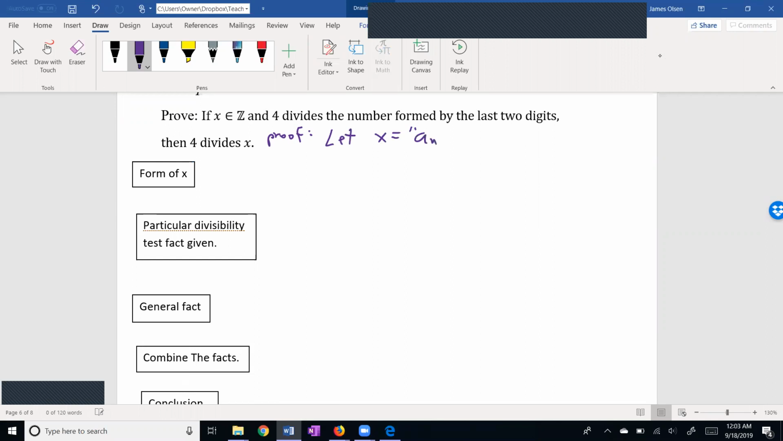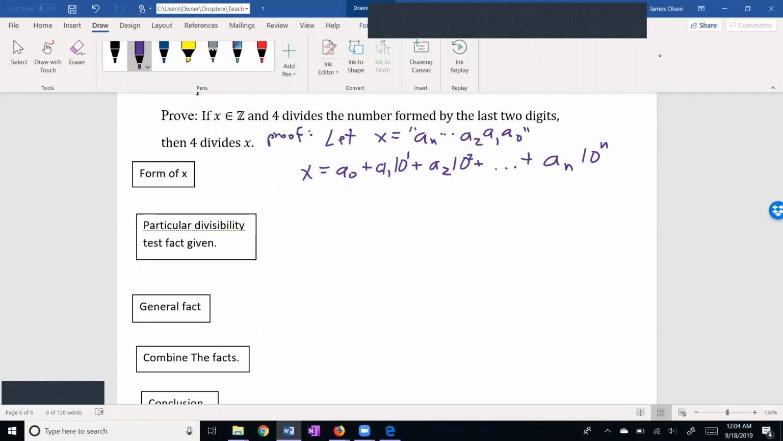This is an through a2, a1, a0. These are the digits of x. This means that x is equal to a0 plus a1 times 10 to the first plus a2 times 10 to the second plus a3 times 10 to the third, and so on up through an times 10 to the n. This will be our setup pretty much every time.